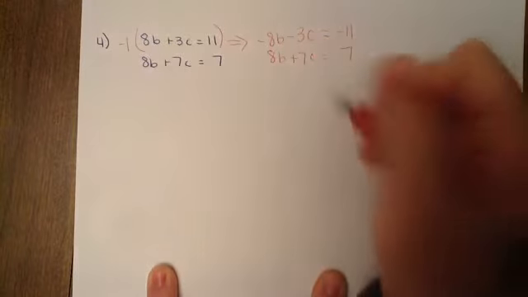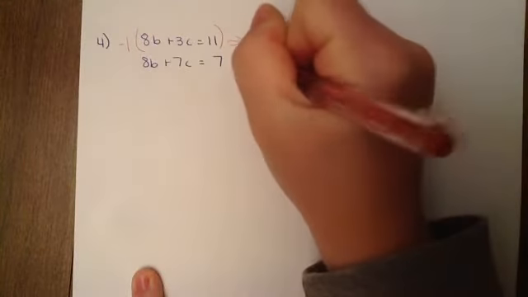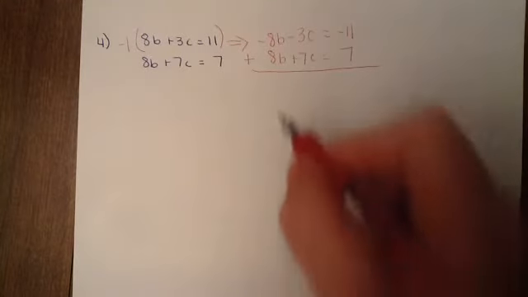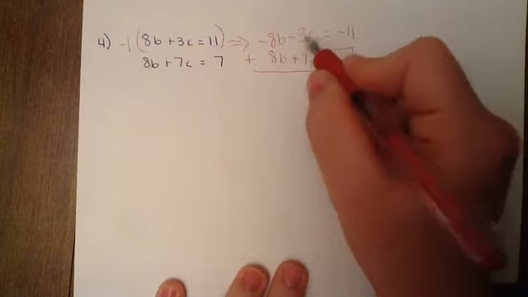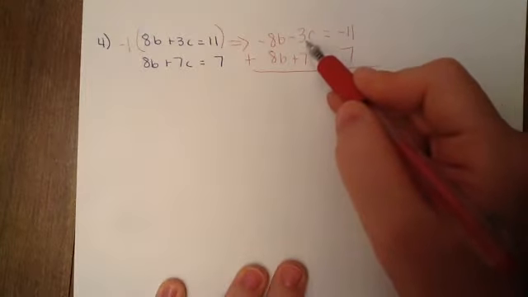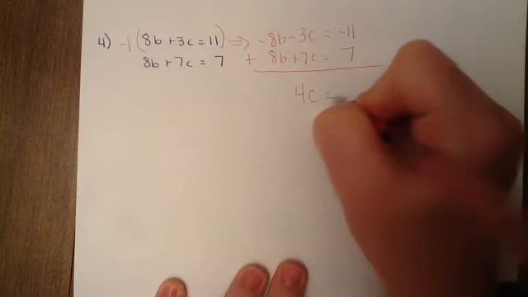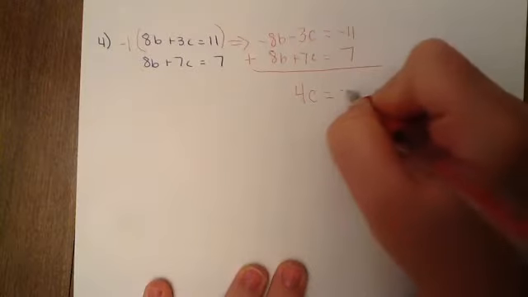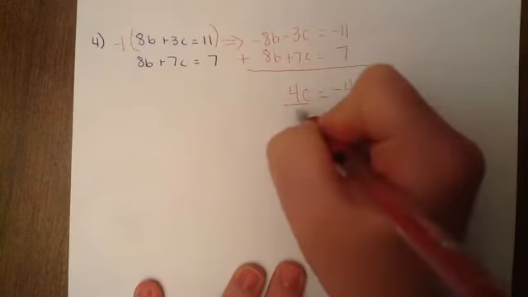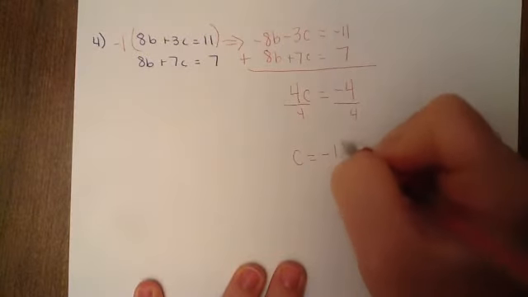Now that I have opposites, what are we going to do? Make one big addition problem. What happens to our b's? They cancel. -8 plus 8 is 0, so they cancel. What do we get for c? -3 plus 7. 4c equals -4. What did you get for c? -1.